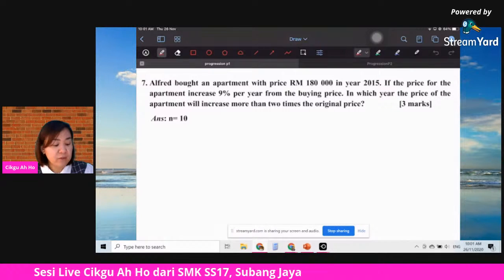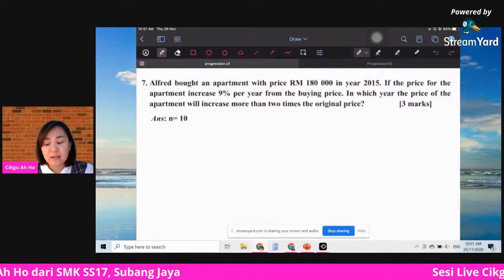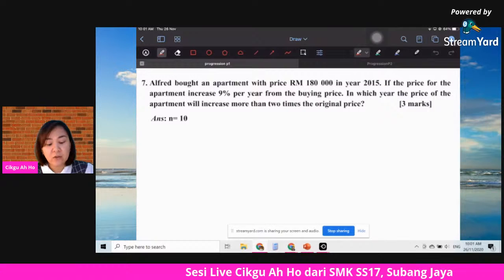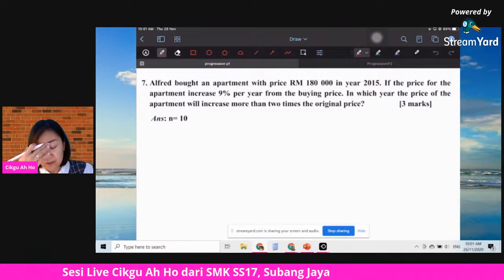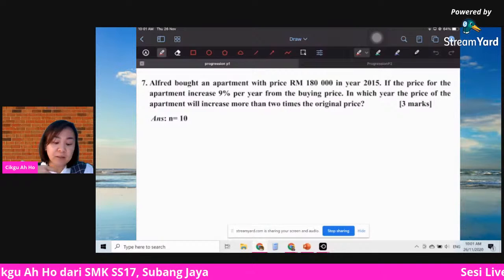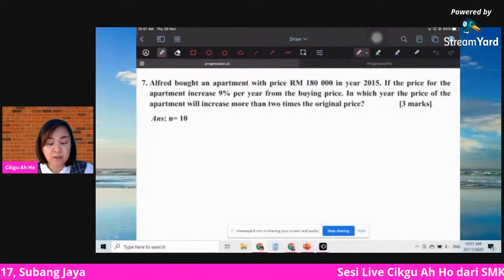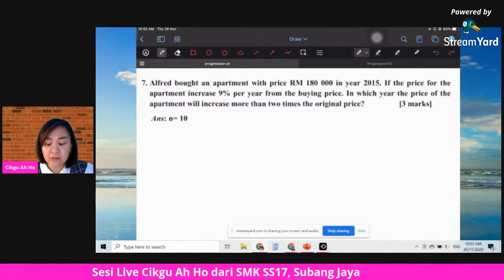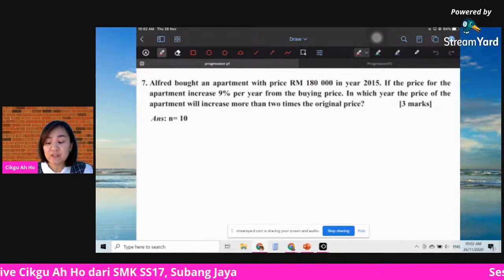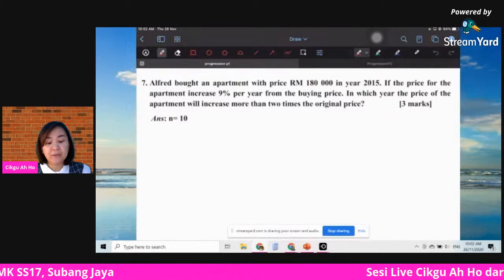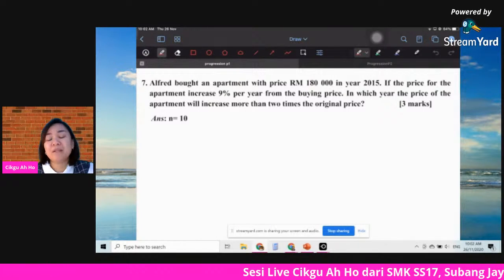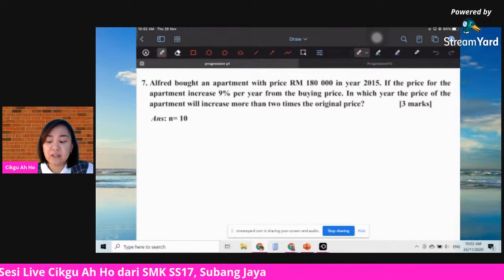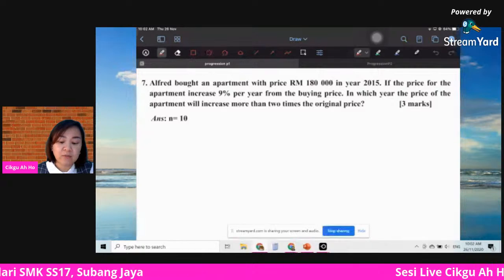But for Form 5 students, this year being the last batch, a 3-mark question like this will definitely go into Paper 1. These questions will be your AP or GP. In progressions, we learn arithmetic progressions and geometric progressions. So, Alfred bought an apartment at a price of 180,000 in the year 2015. If the price of the apartment increases 9% per year from the buying price, in which year will the price of the apartment be more than 2 times?